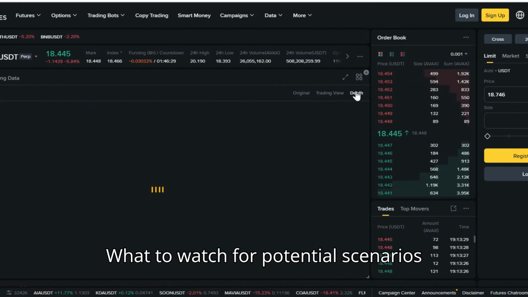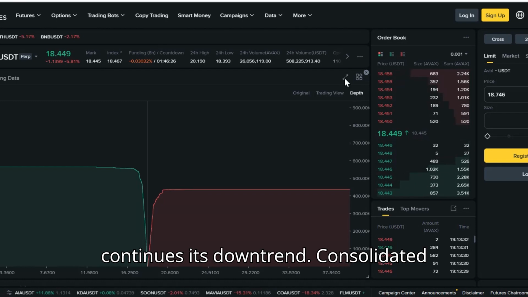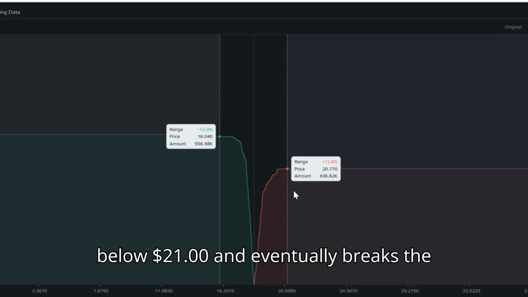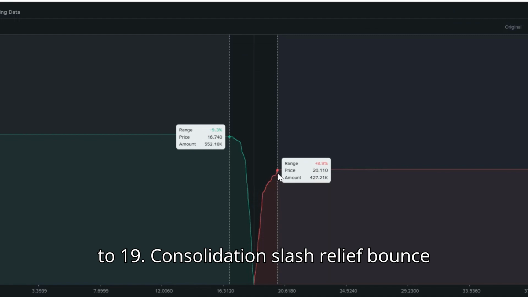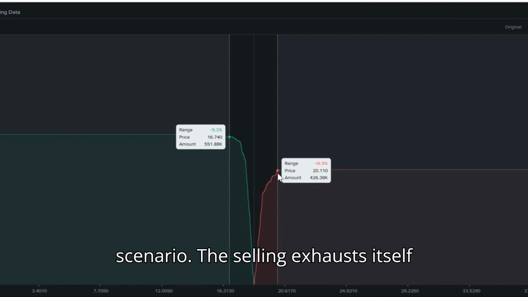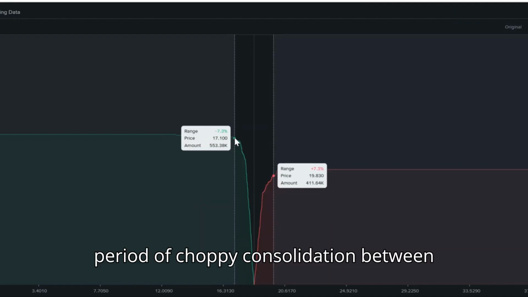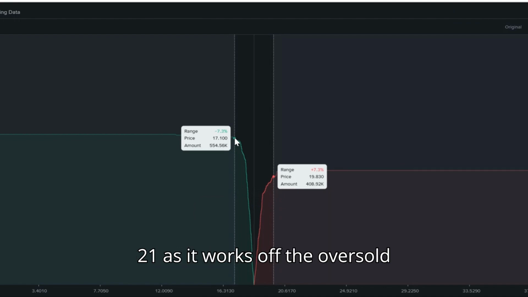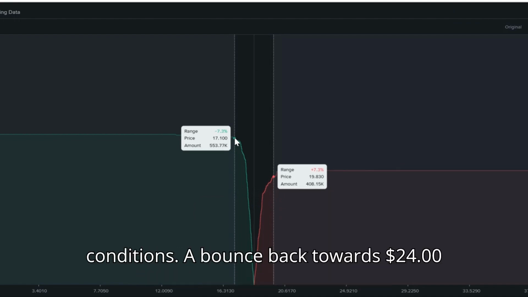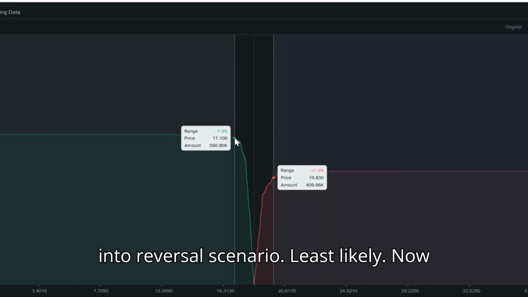What to watch for, potential scenarios. Bearish scenario. Most likely the price continues its downtrend, consolidates below $21, and eventually breaks the $20 support, targeting lower levels, $18 to $19. Consolidation/relief bounce scenario. The selling exhausts itself near $20. The price enters a period of choppy consolidation between $20 and $24, the EMA 21, as it works off the oversold conditions. A bounce back towards $24 is possible, but it would likely be sold into.